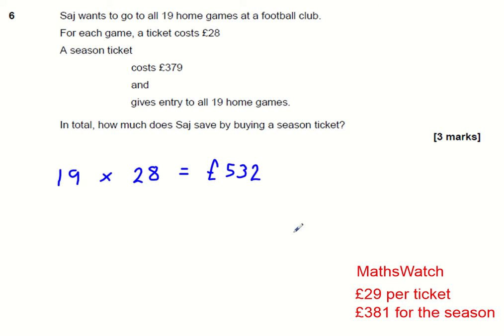The season ticket only costs £379, and we want to know how much he saves by buying a season ticket. So we need to work out the difference between 532 and 379, which means since we're finding the difference, that is a subtraction. 532 minus 379 means he's going to be saving a total of £153.